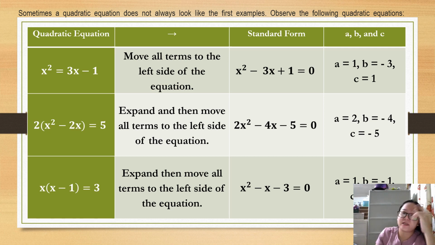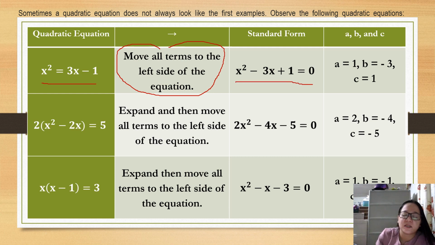Let's observe the following quadratic equations. First, we have x squared is equal to 3x minus 1. This is a quadratic equation, but it is not yet expressed in standard form. So how do we express it in standard form? Move all terms to the left side of the equation. So if we move all terms to the left side of the equation, it now becomes x squared minus 3x plus 1 is equal to 0, where a is equal to 1, b is equal to negative 3, and c is equal to 1.